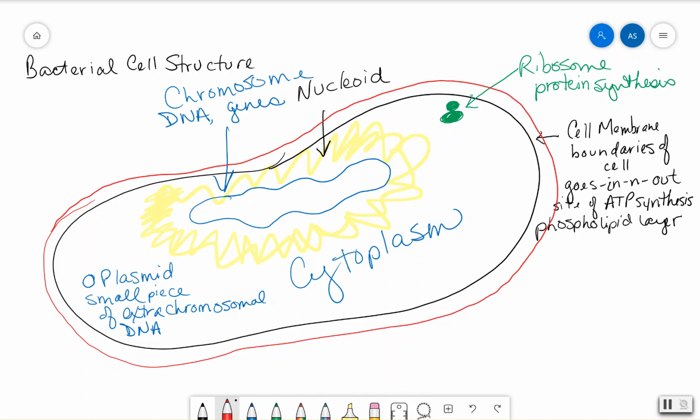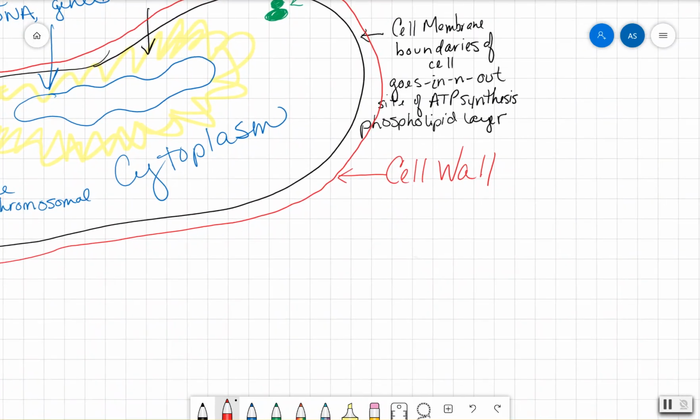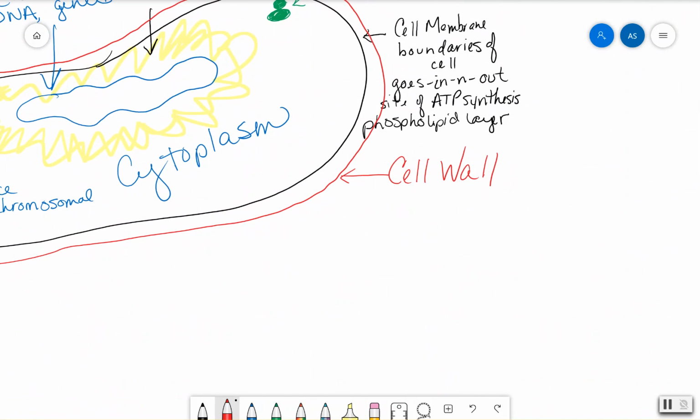So we're going to come back to this structure again and again throughout the semester. So it's important that you learn as much as you can about it early on, and that structure is the cell wall. And the bacterial cell wall is made of something called peptidoglycan.